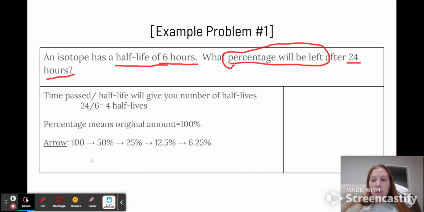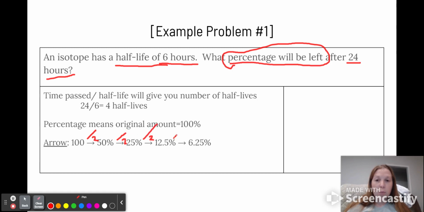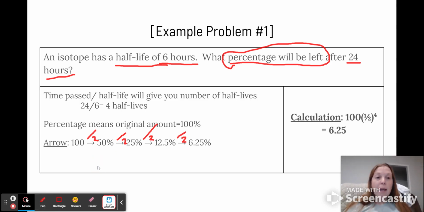So to do the arrow method, we're going to do 100, and then we're going to divide by 2. So after 1 half-life, we've got 50%. After 2 half-lives, we've got 25. After 3 half-lives, we've got 12.5. And after 4 half-lives, we have 6.25. And then we can also look at the calculation, which would be 100 times 1/2 to the 4th, and that will also give you 6.25.